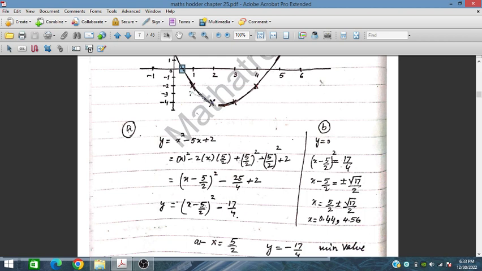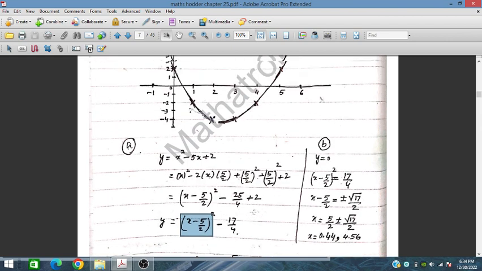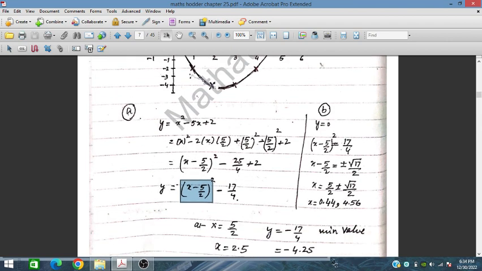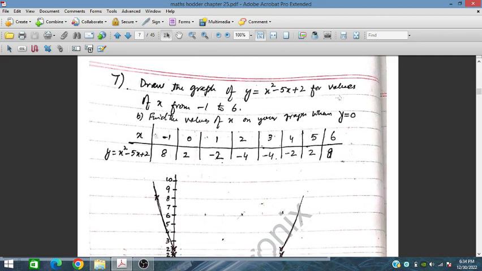From this we see the minimum value of this. So at the minimum value of x, this will be the minimum value. So here it is minus 17 upon 4, which is minus 4.25. So this is at x equal to 2.5. This is the minimum value we have, that is minus 4.25, and we have plotted it here. So this is question number 7.